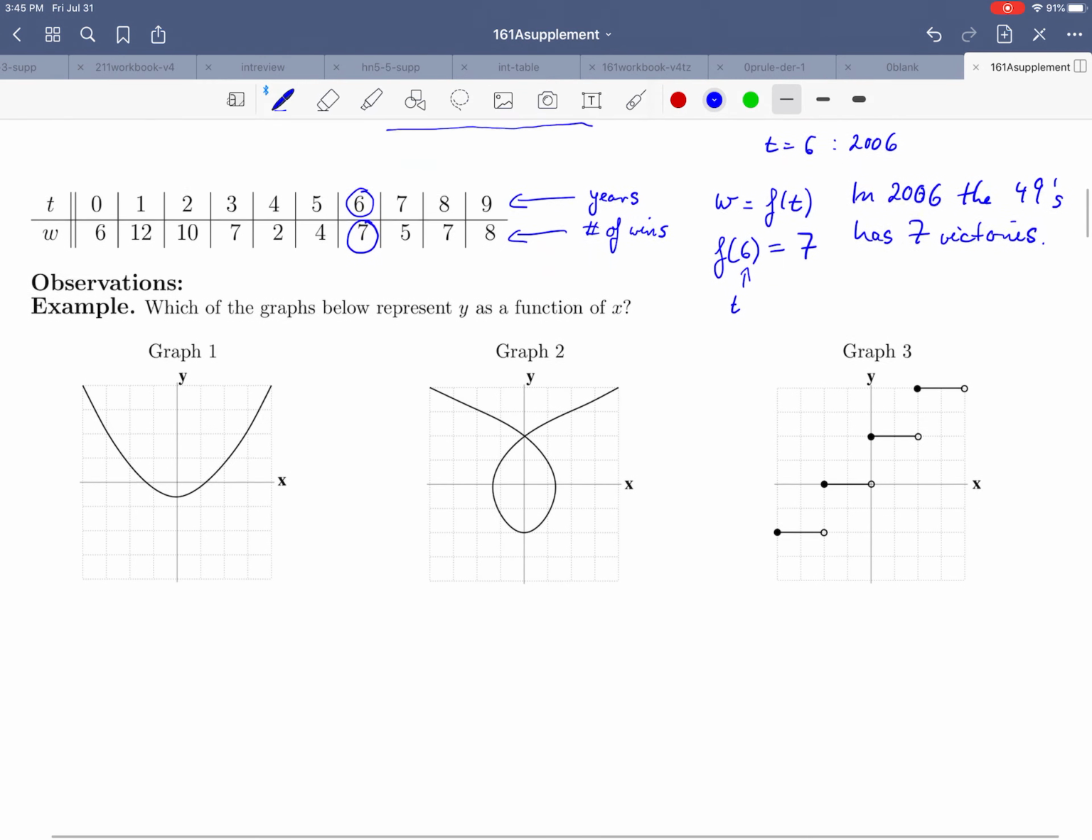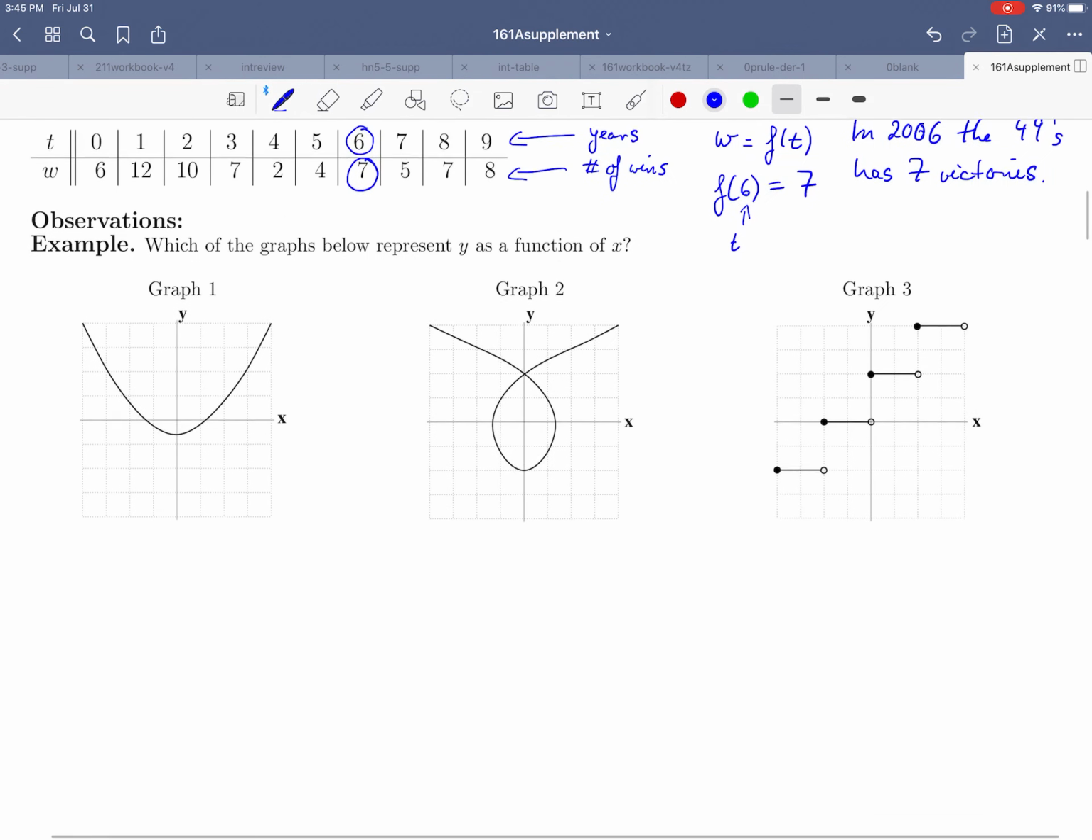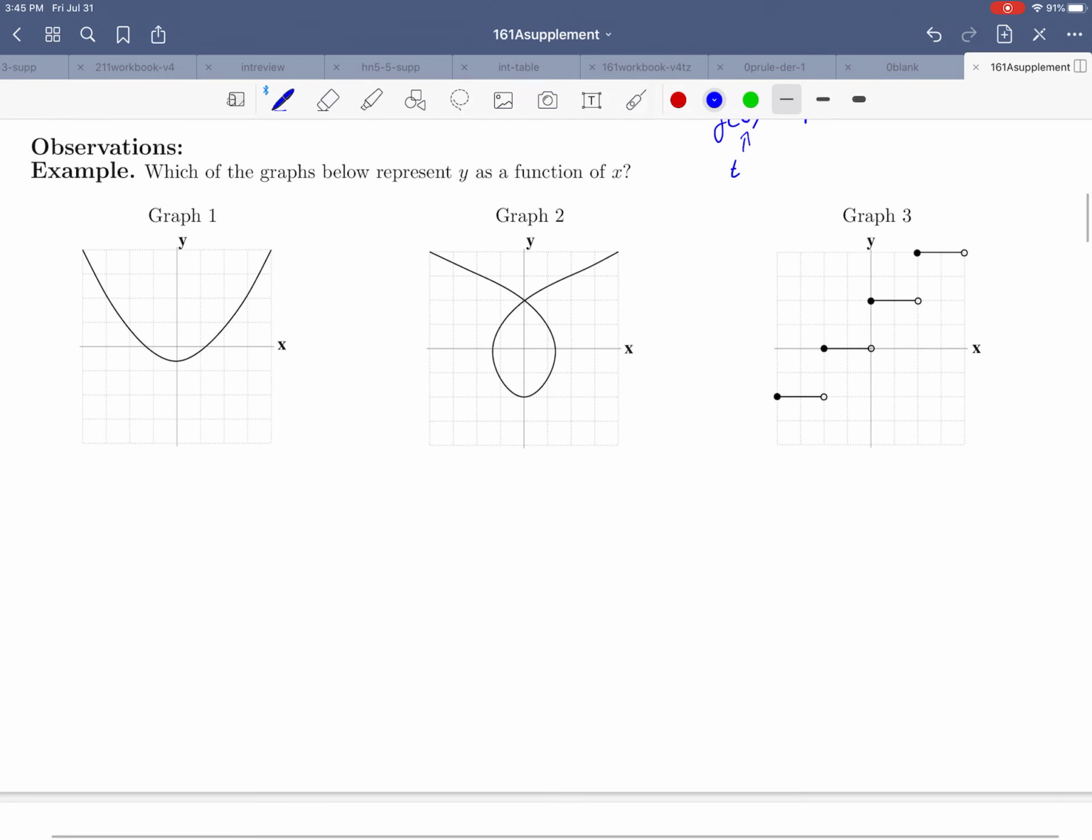One more little thing about functions. We can also represent them with graphs. And so here we have 3 examples of graphs, and the question is, which of these graphs represent y as a function of x?